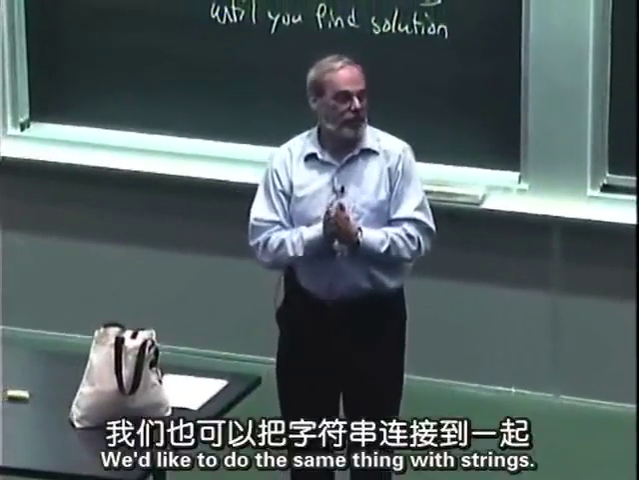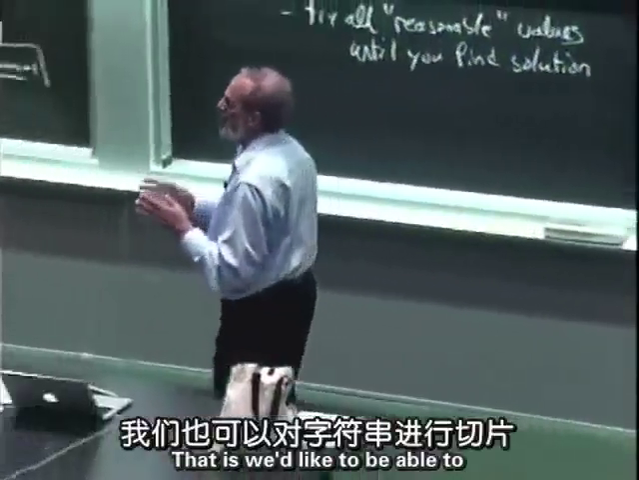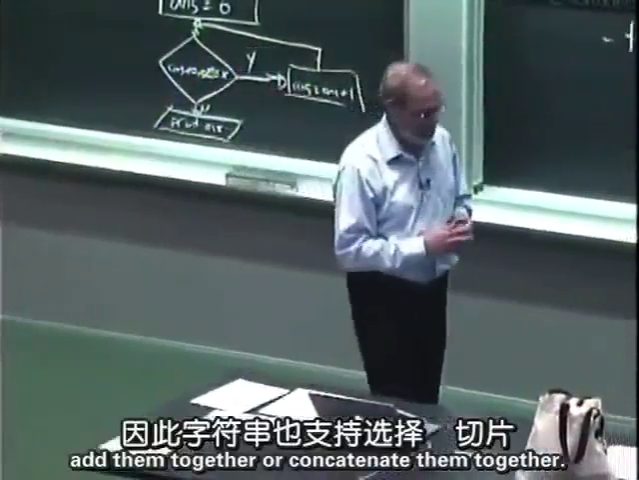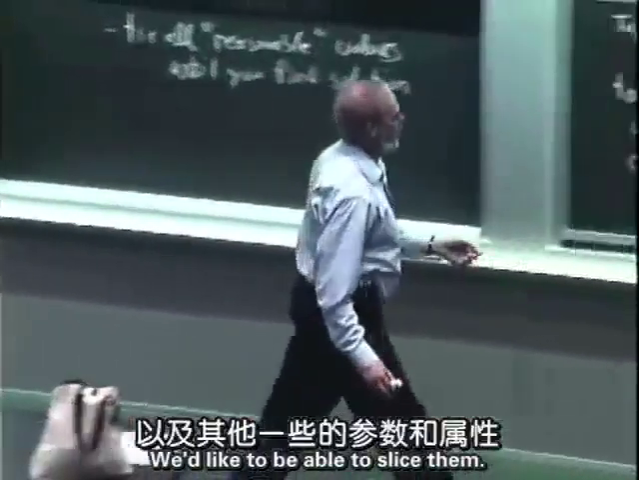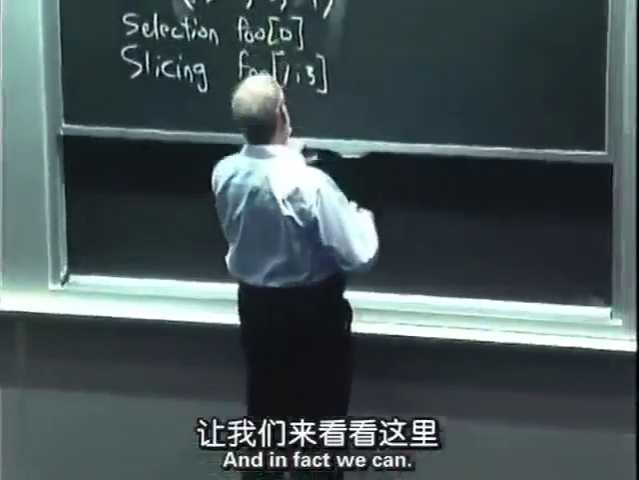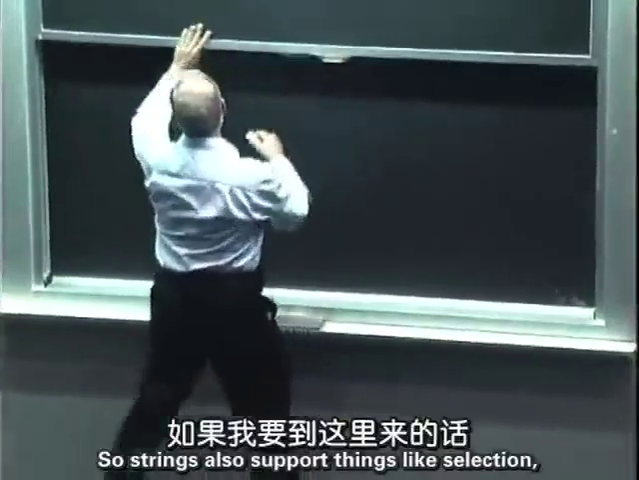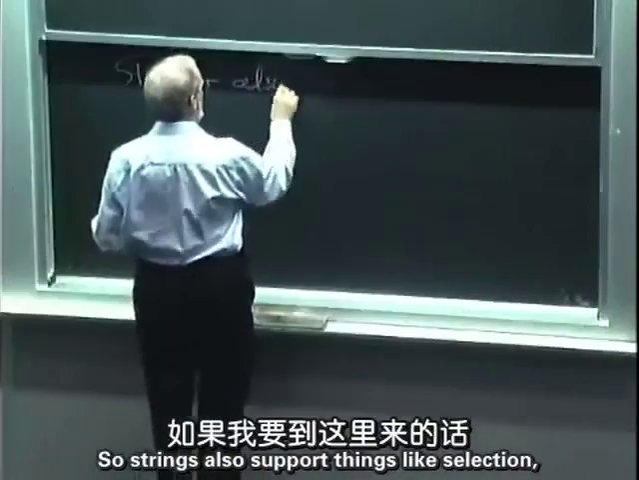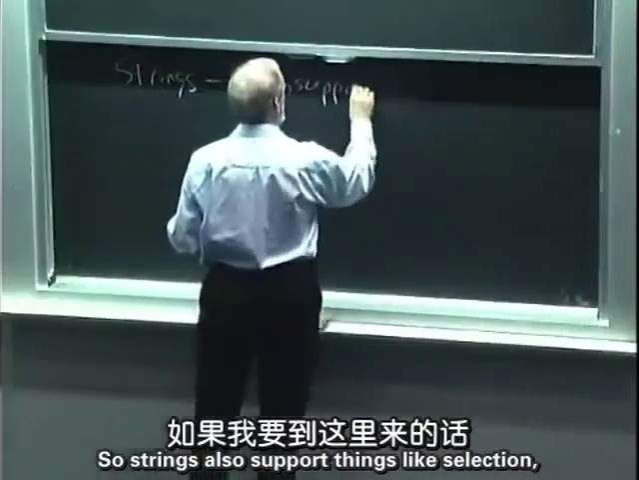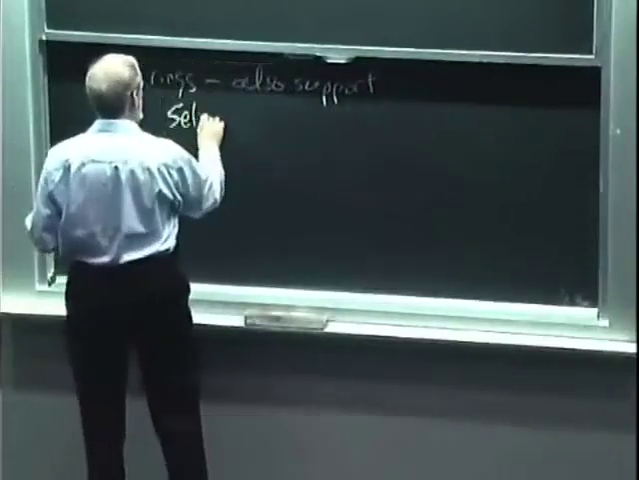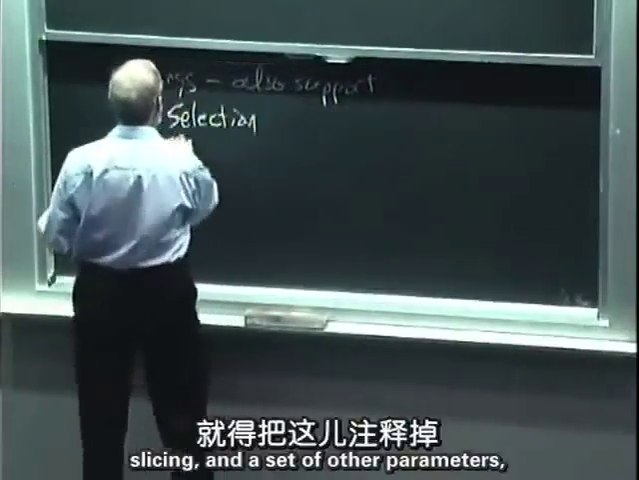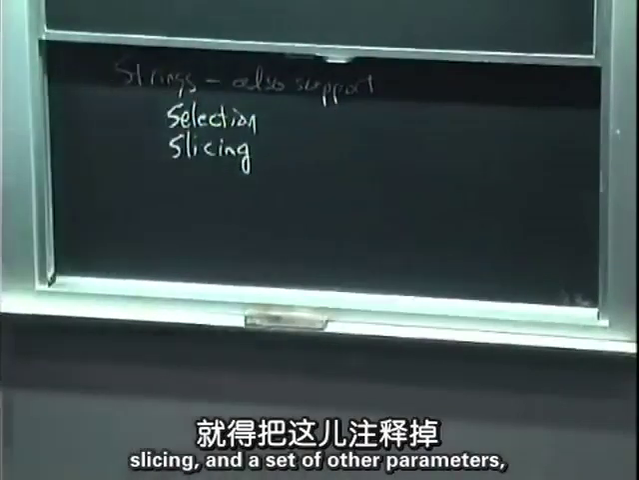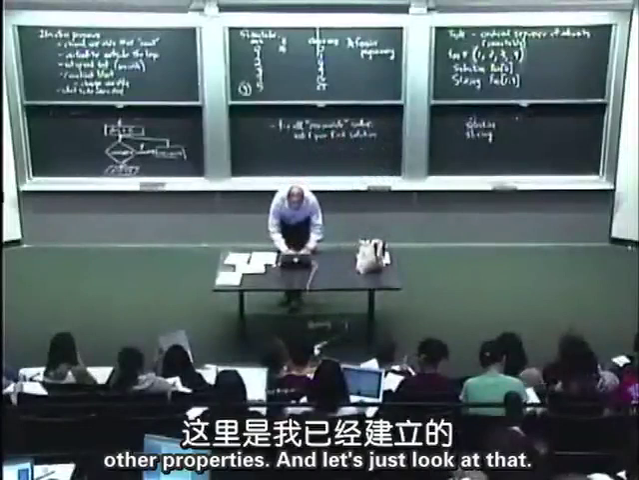We'd like to do the same thing with strings. That is, we'd like to be able to get pieces of them out. We'd like to be able to add them together or concatenate them together. We'd like to be able to slice them. And in fact, we can. So, strings also support things like selection, slicing, and a set of other properties. And let's just look at that.